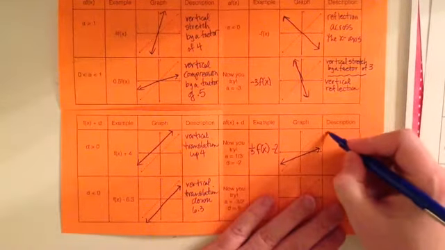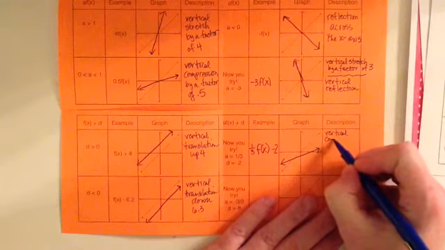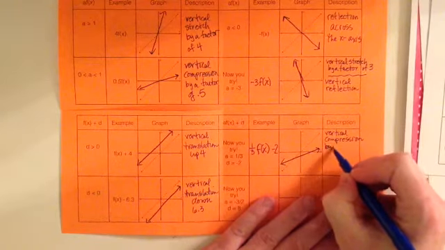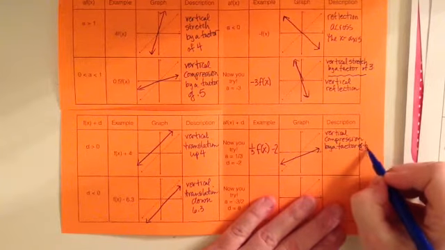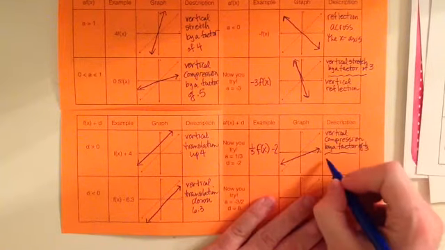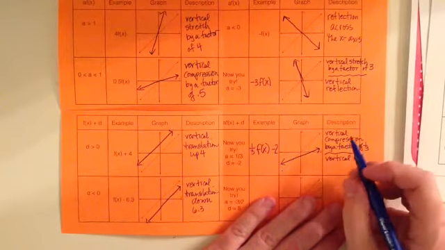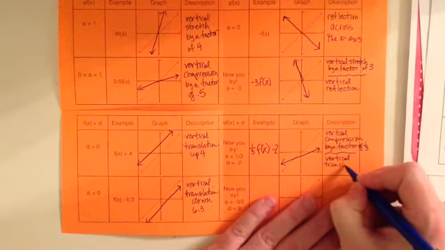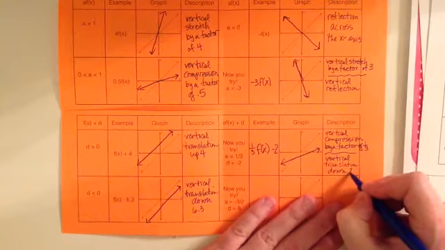And we call that a vertical compression by a factor of 1/3, and it's also a vertical translation down 2.